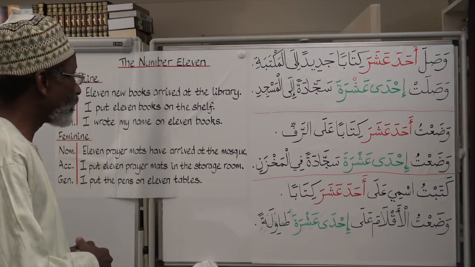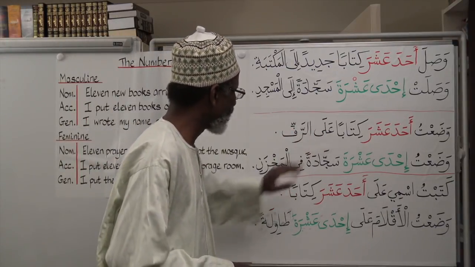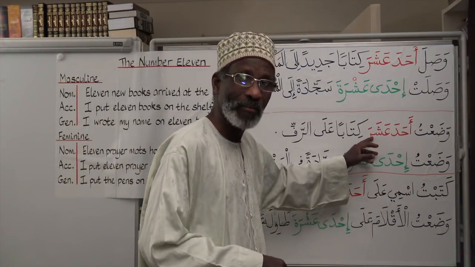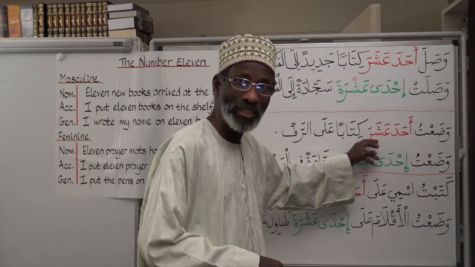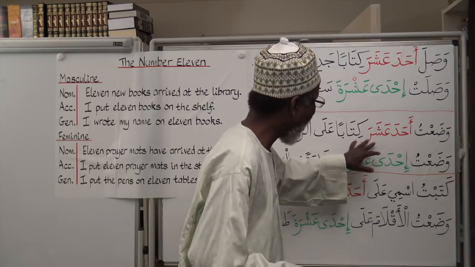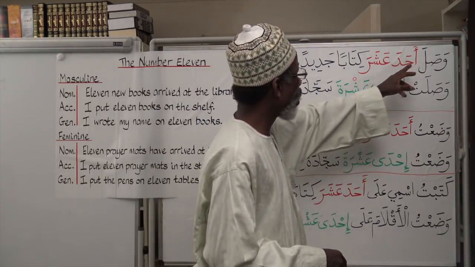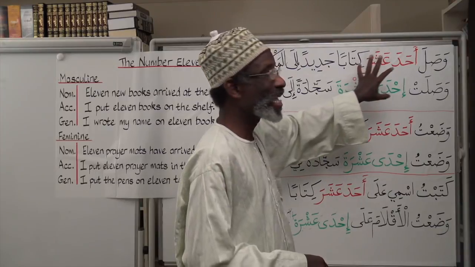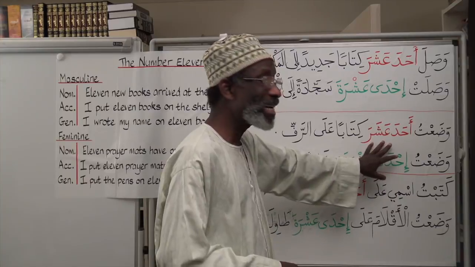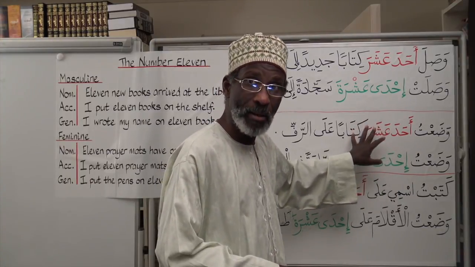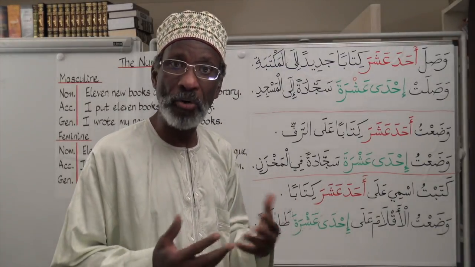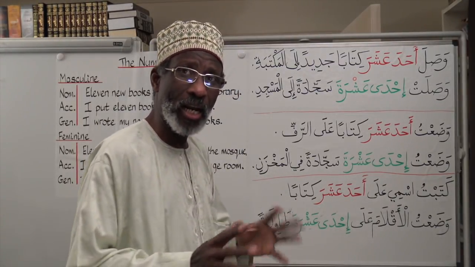If you look at the next two, you will see the accusative ending, because this is like an object here, maf'ulun bihi. You say wada'tu ahada ashara. It's the same when we say wasala ahada ashara. Here ahada ashara is in nominative position, and here it is in accusative position, and both of them are carrying the same ending because it is not declinable, it is undeclinable, or rather indeclinable.